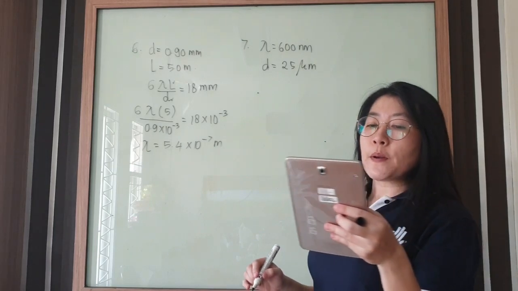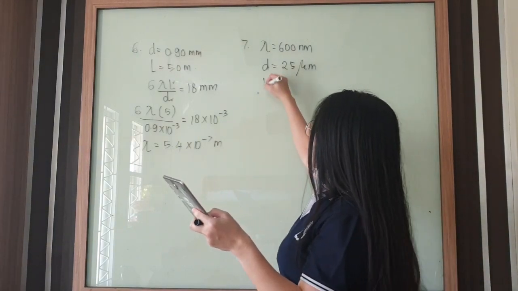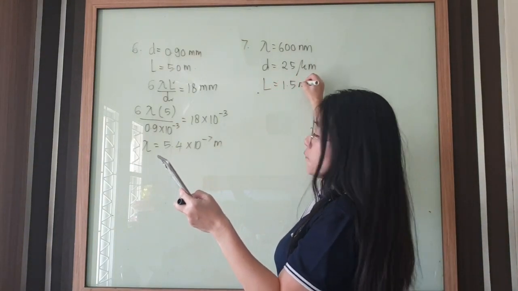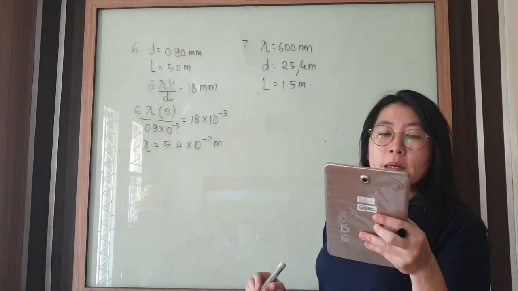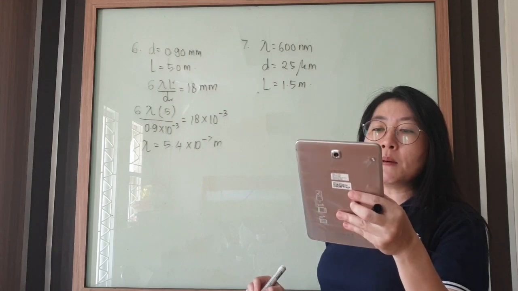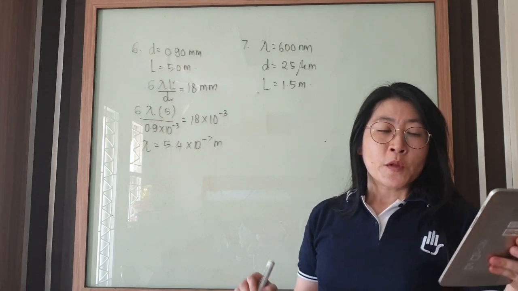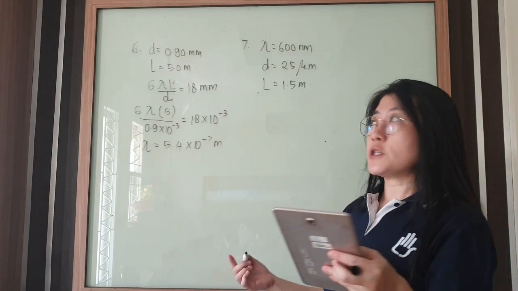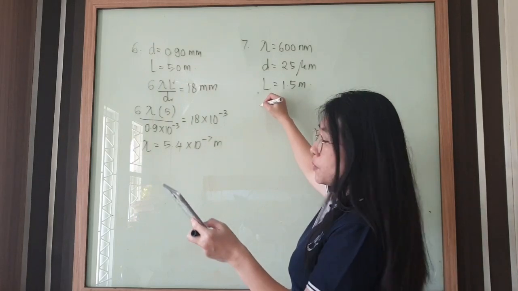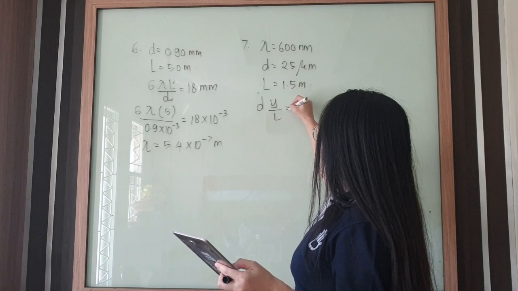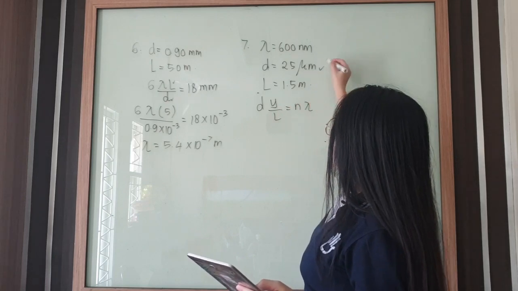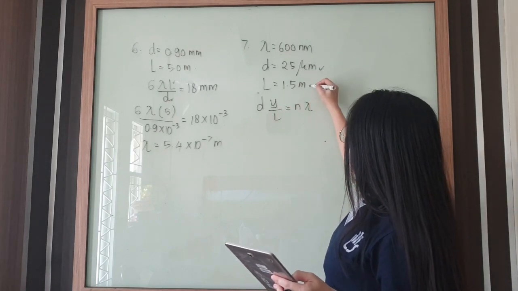If a screen is placed 1.5 meters from the slit, so L is 1.5 meters, what will be the distance from the middle of the central maximum to the second minimum on either side? So we are speaking about the dark fringes. For the dark fringes, the equation is dy over L equals n lambda. d has been given, L is also given.